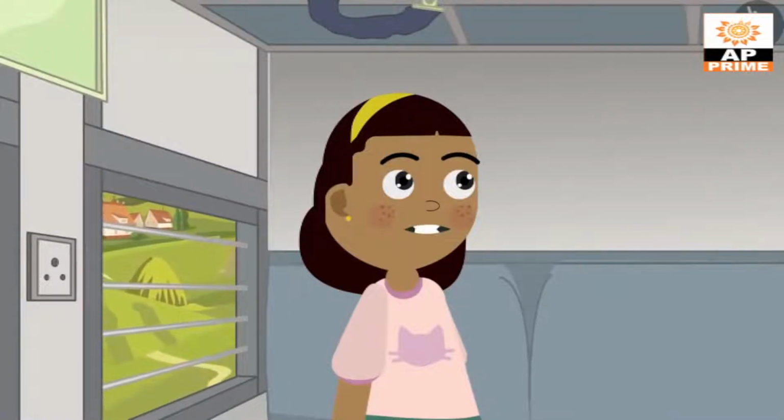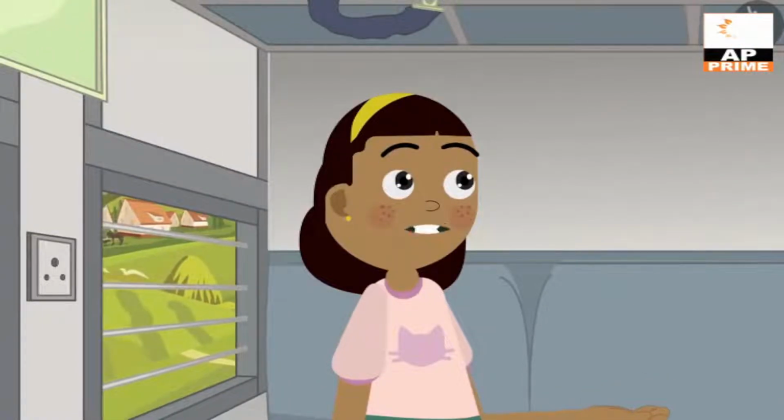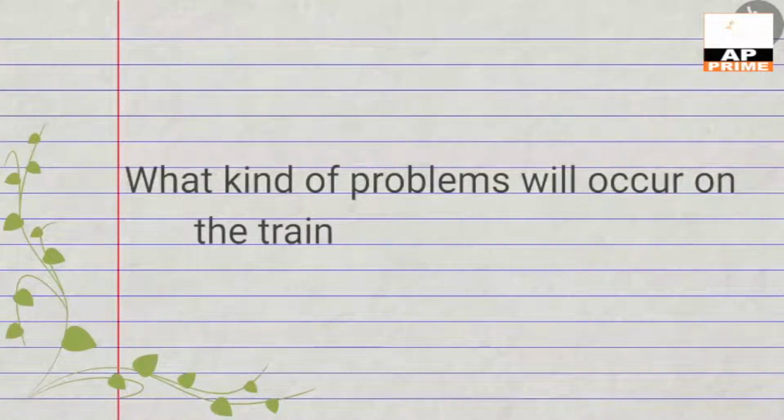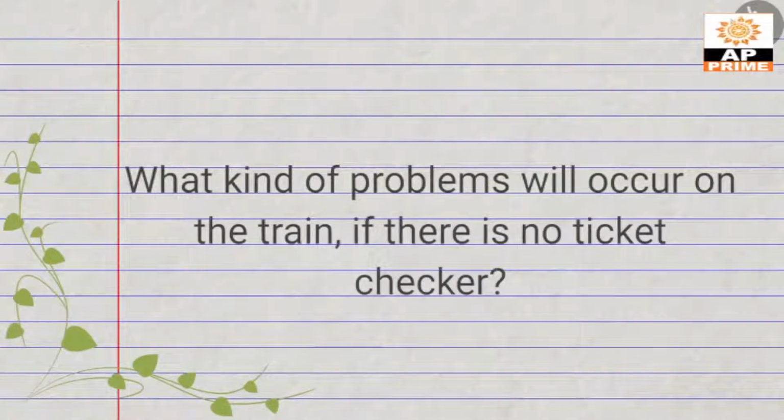So no one can sit on any other seat except their own. Have you ever seen a ticket checker? What kind of problems will occur on the train if there is no ticket checker?